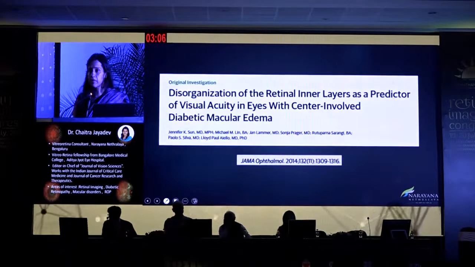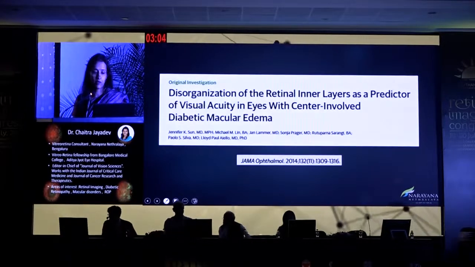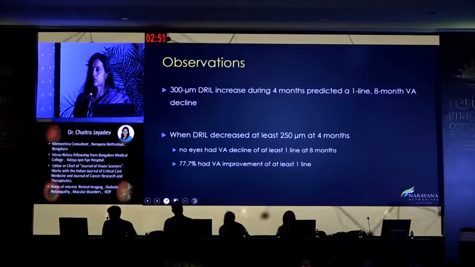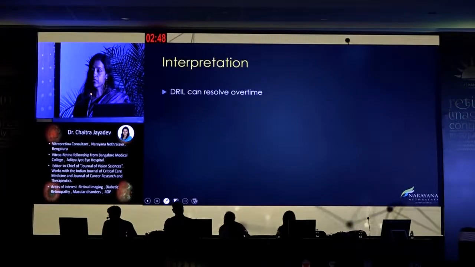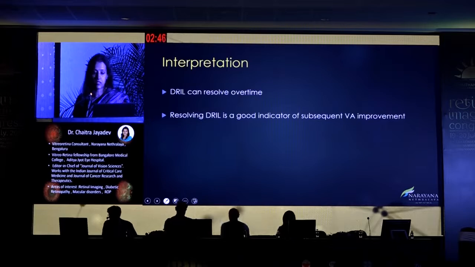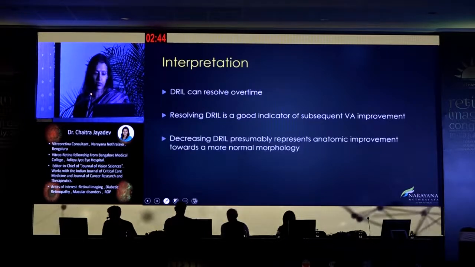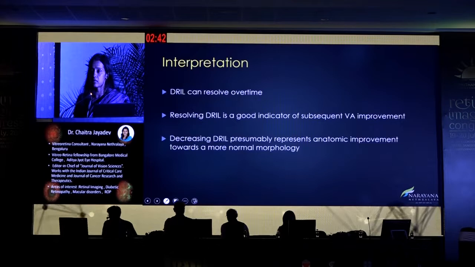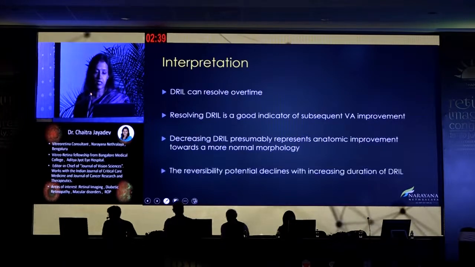This is one of the landmark papers which showed us the prediction of visual acuity using DRIL. What they saw was a 300 micron DRIL increase during 4 months showed a one-line decrease. And when DRIL actually decreased at least 250 microns, there was a 75 to 78% increase in the visual improvement. So DRIL can resolve over time. Resolving DRIL is a good indicator of subsequent visual improvement, and decreasing DRIL presumably represents anatomical improvement. And the reversibility potential actually declines with increasing duration of DRIL.